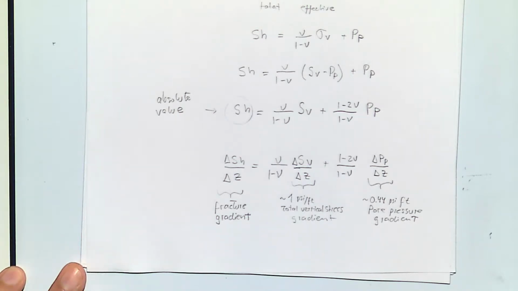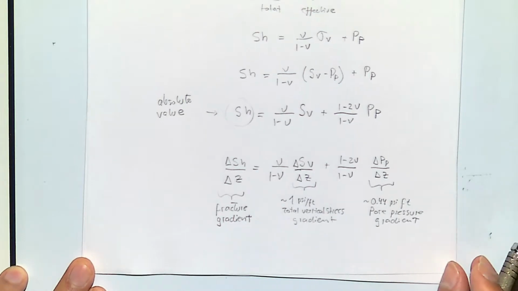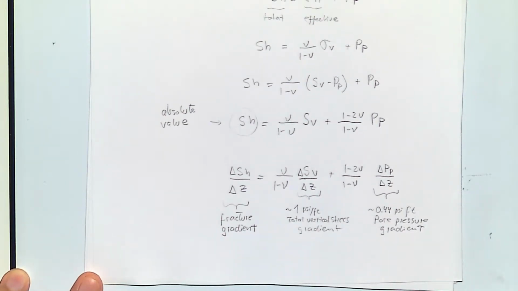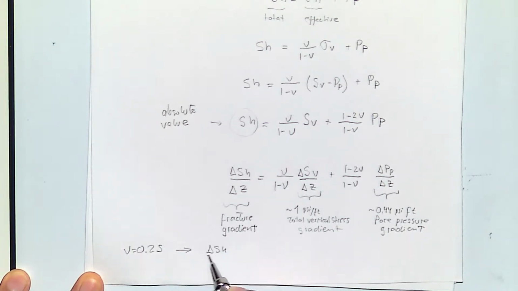All right. Small task for you. And the first one that tells me the answer gets extra points, okay? With these numbers, 1 and 0.44 and a Poisson ratio of 0.25, what is the fracture gradient?